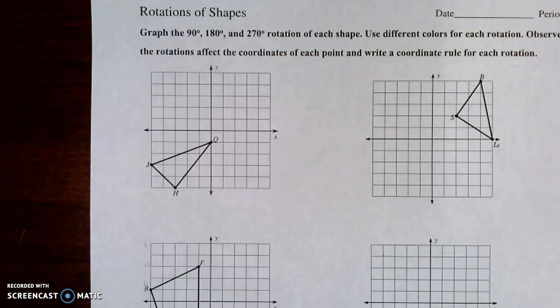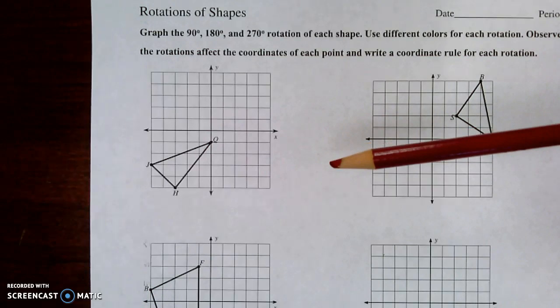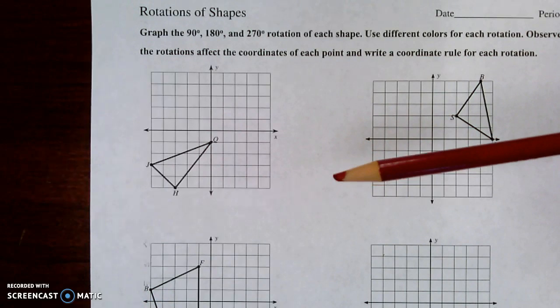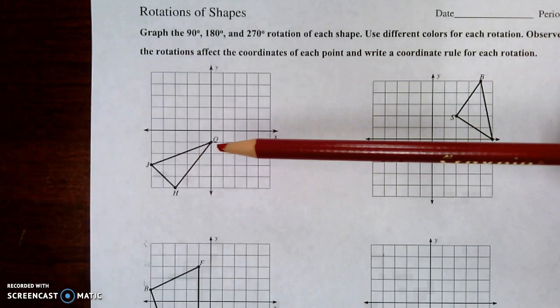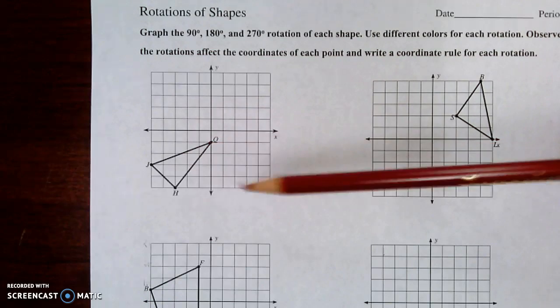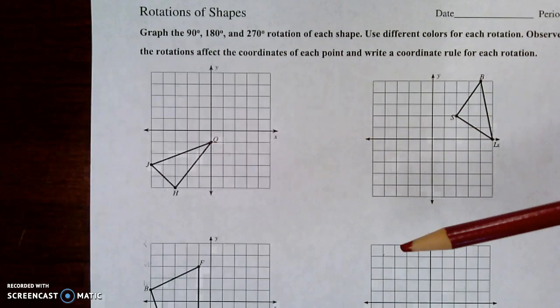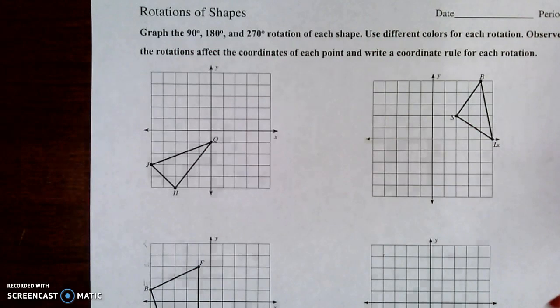Specifically, we're going to rotate each of these shapes, and we're going to use our rotations to come up with a coordinate rule that explains how to take the original coordinates and change them to create rotations of the shape. Once we've come up with our rules, we're going to then go ahead and actually do some of the rotations using the coordinates and then see how it works out for us.